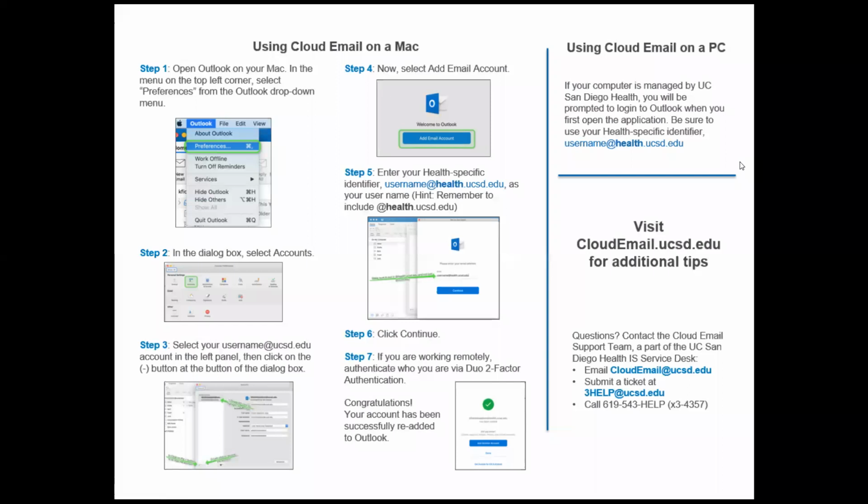But again, just to re-stress one more time, for cloud email on the PC, when you access it for the first time, the suggestion is that everyone is logged out. So when you come in, you're starting anew, logging back in, starting up your device. You'll be prompted to log in when you open up your Outlook client. You will use your username at health.ucsd.edu to log in, and the sync process will begin.